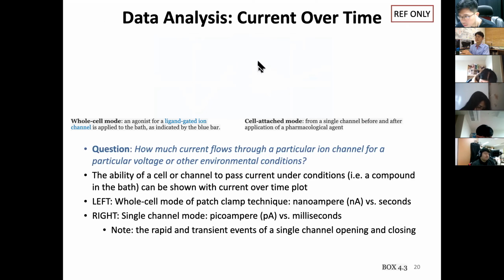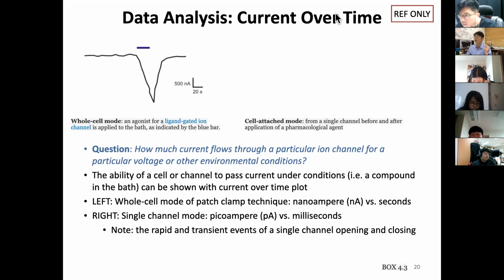Okay, so now the question is, how much current flows through a particular ion channel for a particular voltage or environmental condition? We can study this by measuring the amount of current over time. Let me give you a whole-cell mode example from the textbook. Let's say we have this bath for stimulation. We throw in an agonist, which keeps making the ion channel active, okay?